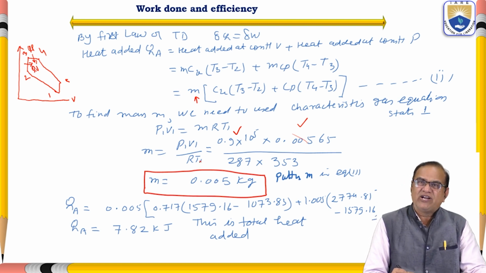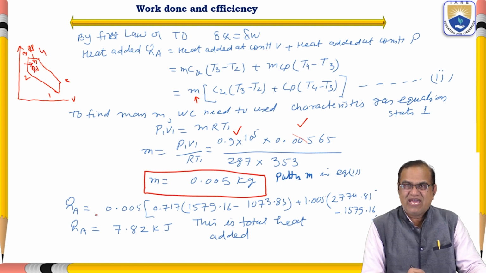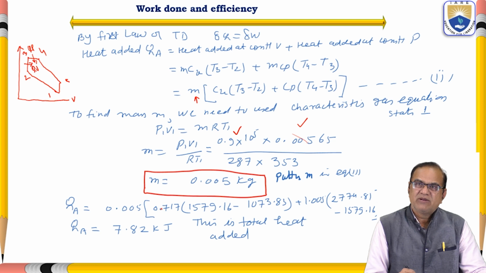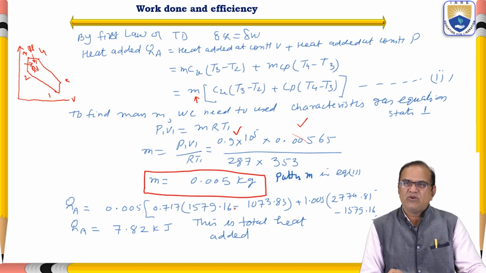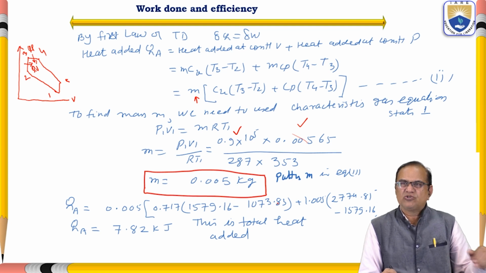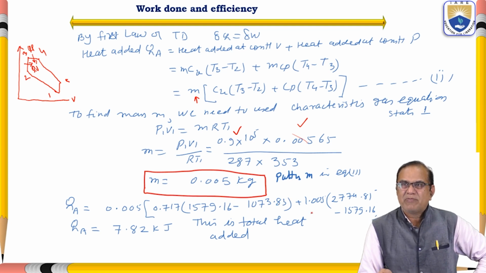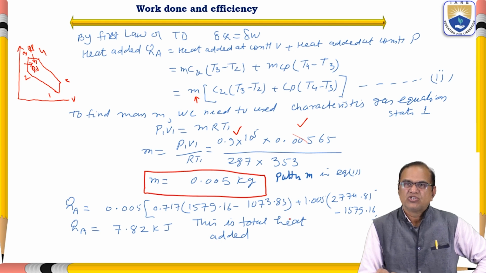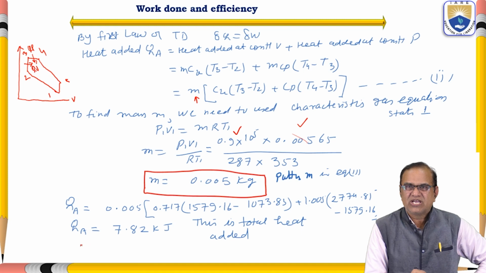So now we can find out the total heat added. QA is equal to 0.05 in bracket 0.717 times (1579.16 minus 1073.83) plus 1.005 times (2774.81 minus 1579.16). So here you will get QA is equal to 7.82 kilojoule.